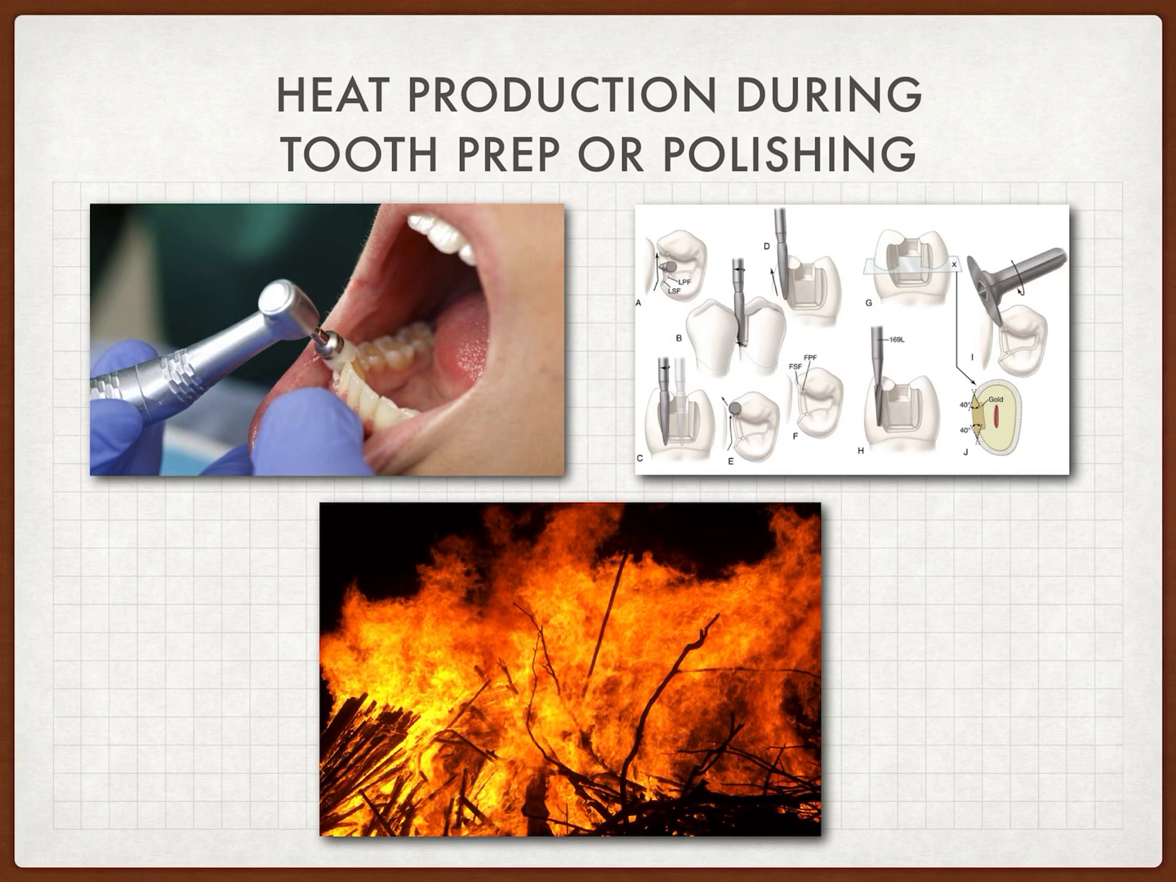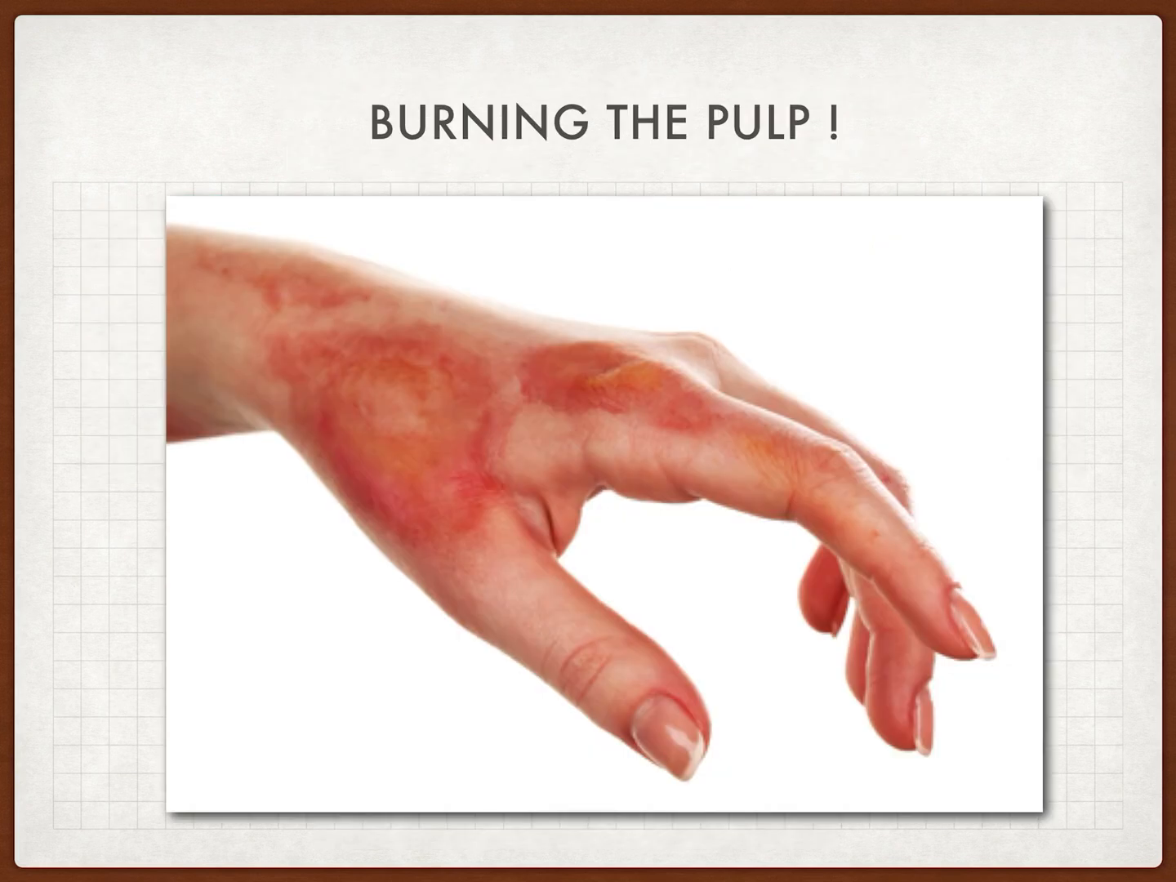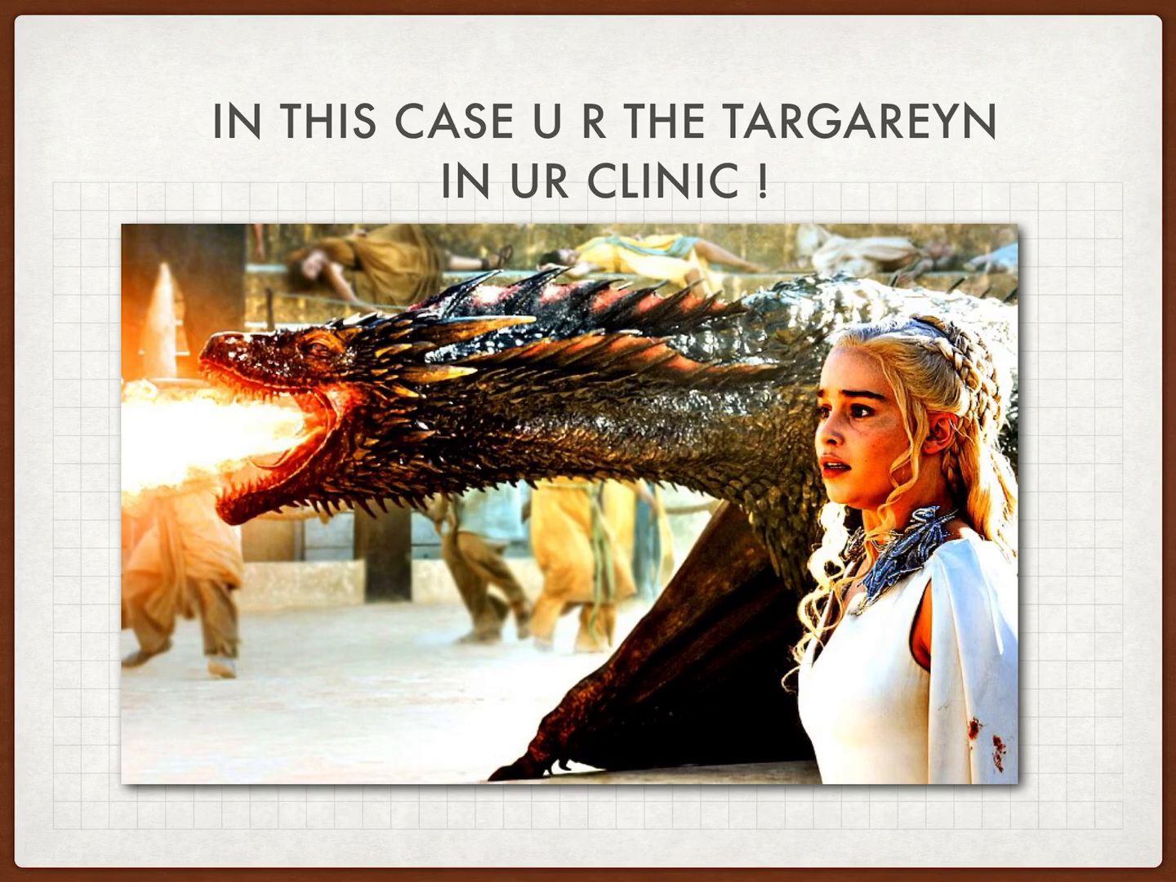So it is very important to use a cooling system in association with the polishing procedures or tooth preparation procedures, or you are burning the pulp, because as we said, it is like any other connective tissue in our body. If you apply heat to it, what is going to happen? It will be burned, of course, and in this case you will be the Targaryen in your clinic. So always be careful of this. Or do you know what, just try to turn on the turbine for about 1 minute and turn off the cooling, the water supply for it, and then touch it and see how hot it is. So it is very important to notice this.